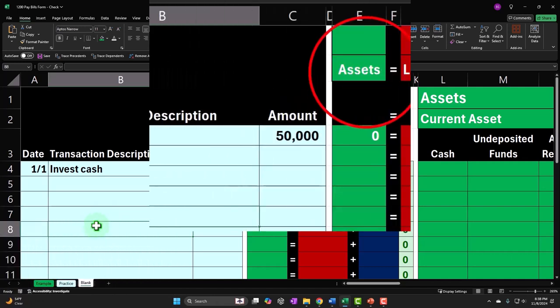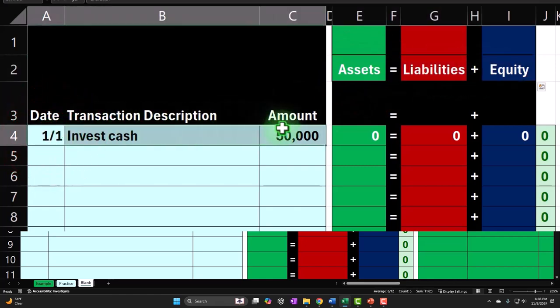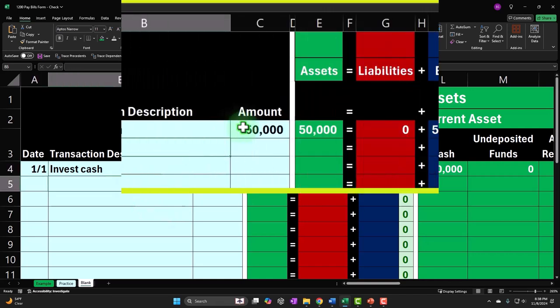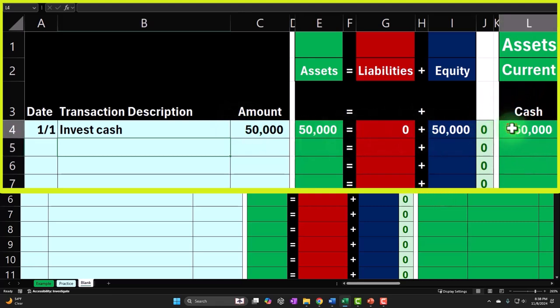So we're going to start off with our accounting equation up top. We're going to start off with that initial investment. I'm just going to leave that on the books at the 50,000, which I deleted. Let me put this back on the books here. All right, so now we have 50,000 on the books. That's the initial investment from the owner, just so we have some cash in the business.